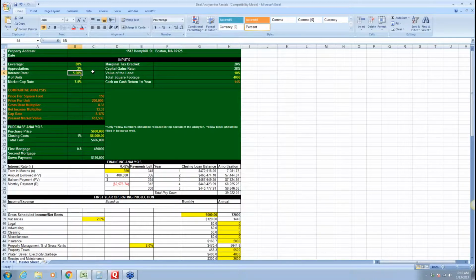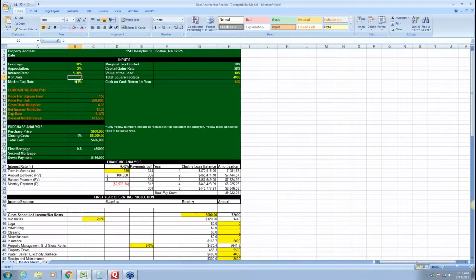Moving down to interest rate. Right now there's a sample, 5%. Again, this is going to vary based on the individual. If you need to know an exact idea of what you might be able to get for an interest rate, you can definitely reach out to a mortgage specialist. But for the sake of this example, we'll use 5%. Again, number of units, we're assuming a 3-family in the Boston area. So we have the 3 units.